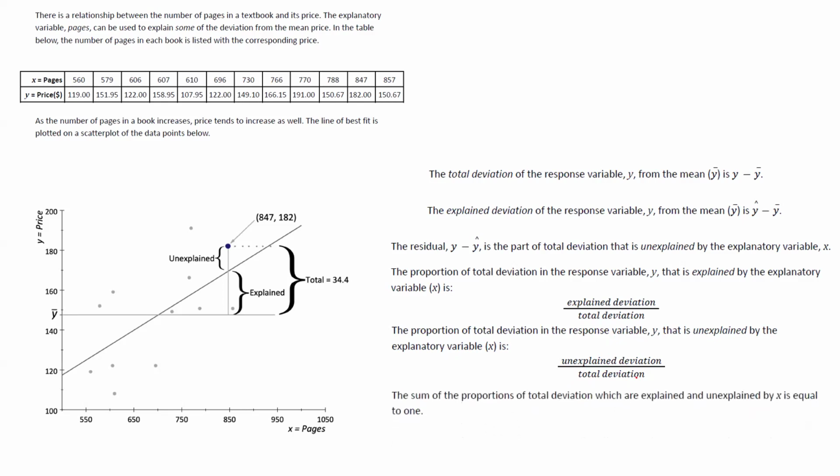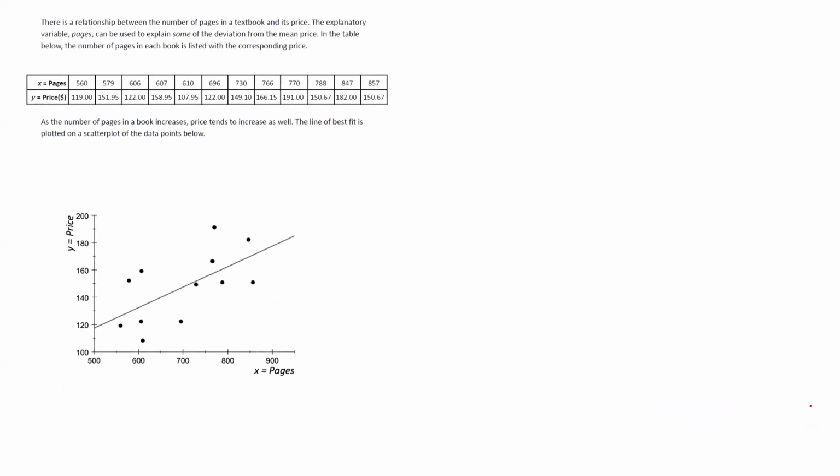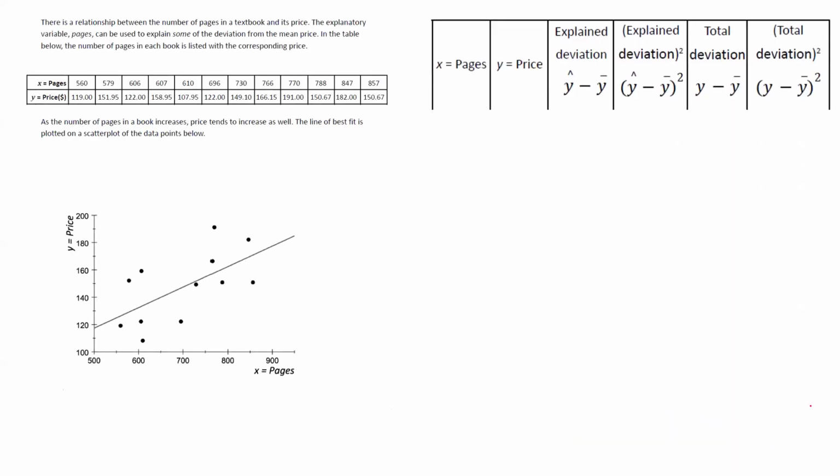Well, the sum of the proportions of total deviation, which are explained and unexplained by x, is equal to 1. So if you take the common denominator and add the explained deviation and unexplained deviation, it is total deviation. So total deviation divided by total deviation is equal to 1. Perfect. Now let us go back to this example. Let us start doing the calculation.